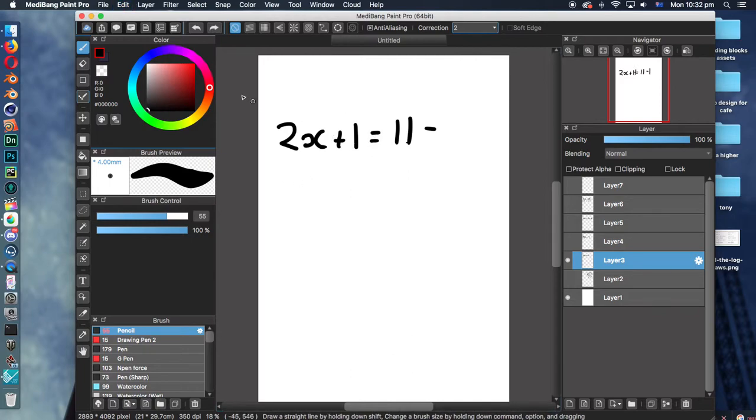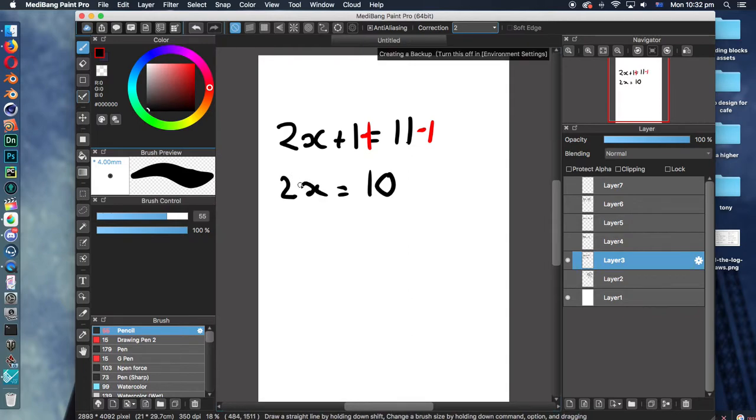And I should do this in red actually. Let's do that. Every time we do a change, we do that under here. It looks really cramped, but I hope you can understand. And it'll be 2x equals 10.